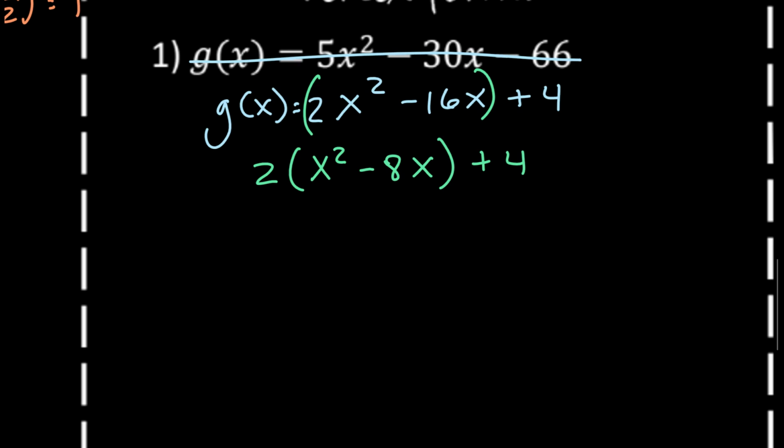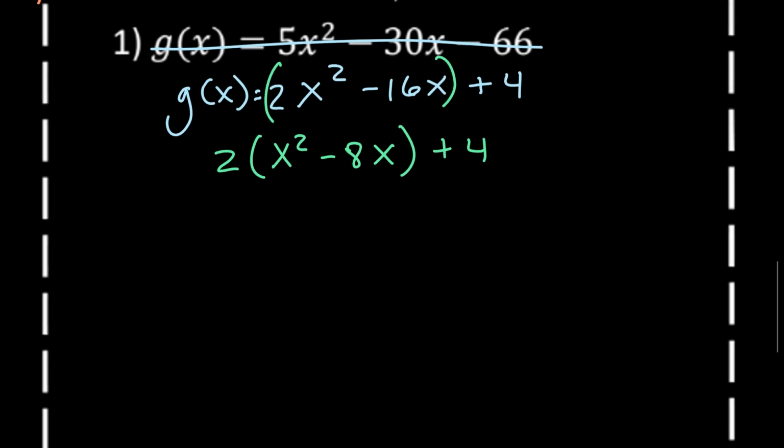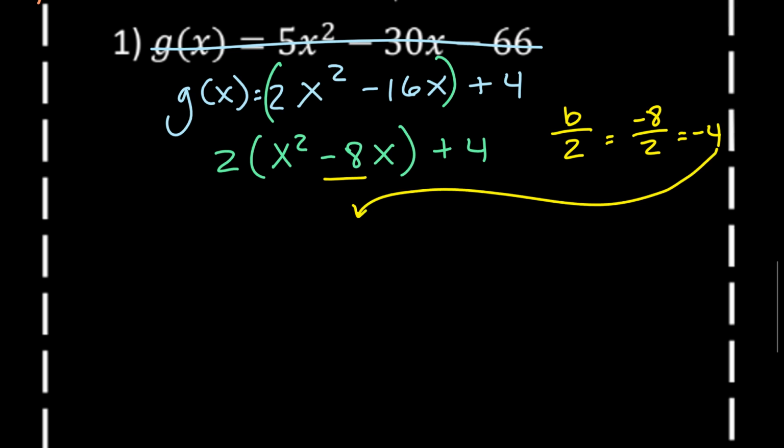Now it's just like before, where we do what first? Divide the b by 2. So our b value is now negative 8. What is negative 8 divided by 2? Negative 4. Wonderful. That's what we put where? In the parentheses next to the x, we put negative 4.